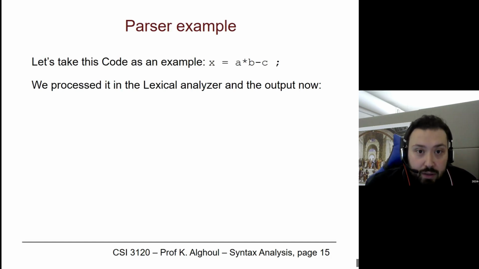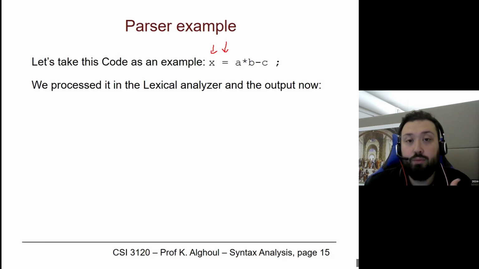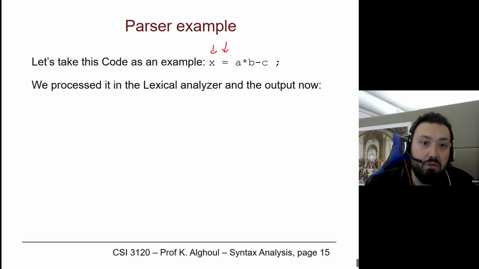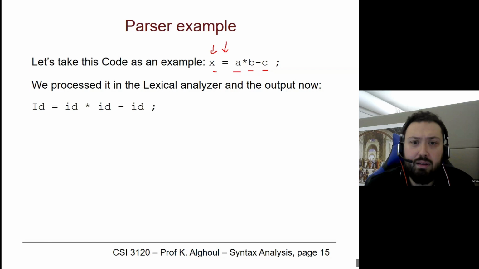So these are considered what, guys? Are these lexemes or tokens? Of course, they are lexemes. So if I'm feeding these lexemes to the lexical analyzer, it's going to produce tokens for me. So X, A, B, C are what? Identifiers, for example. So it's going to produce something like this.